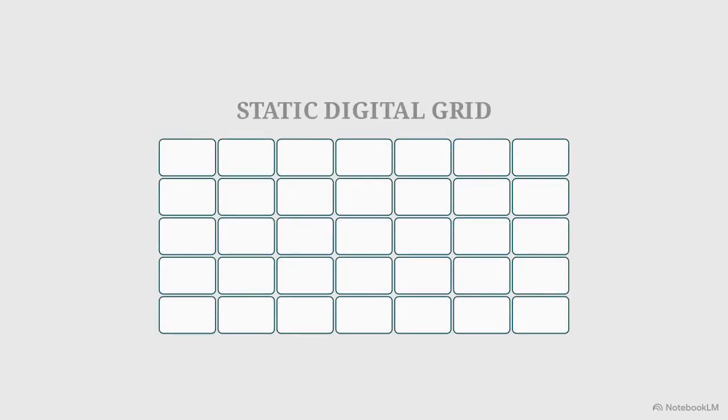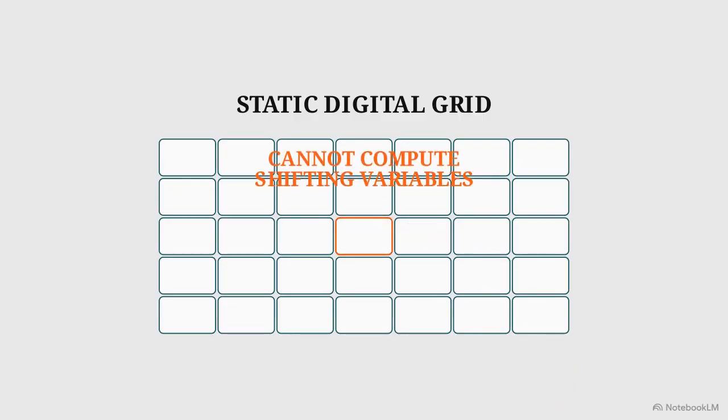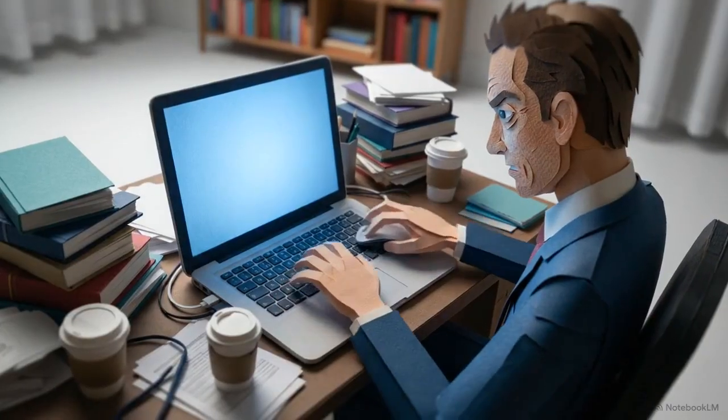Your standard Google or Apple calendar is completely blind to this math. Those apps are built for a static grid. When you try to map a shifting lunar or lunisolar date onto a fixed Gregorian block, the system cannot compute the changing variables. So we resort to clumsy workarounds.